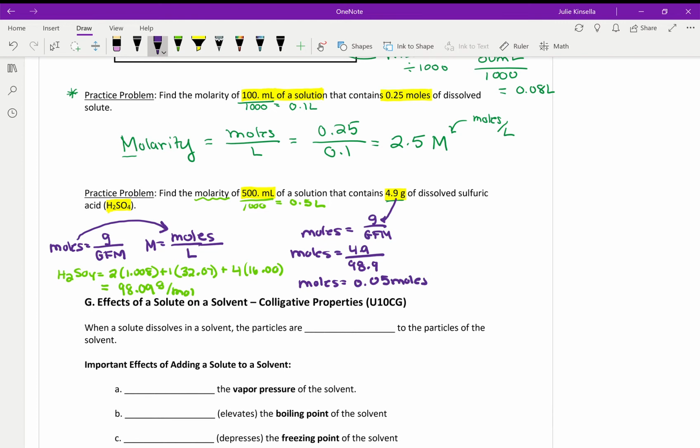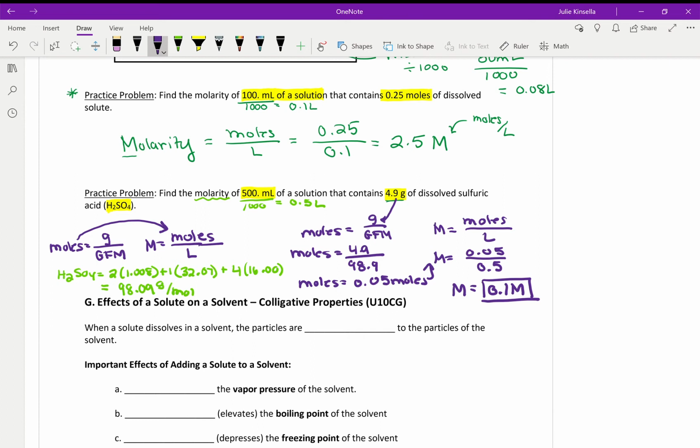Now this is where you have to be careful, because some students will stop here because they think they're done. But it didn't ask for moles, it asked for molarity. So then I have to go into my next step. Molarity is moles per liter. Molarity is going to be 0.05, that's what I just figured out, so that's going to get plugged in, over the liters, which we already put into liters, is 0.5. So when you just divide those two, you end up getting 0.1 molar, or 0.1 moles per liter.